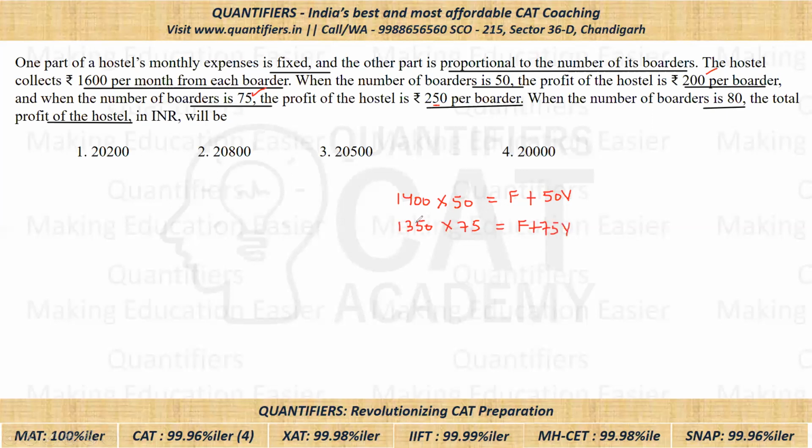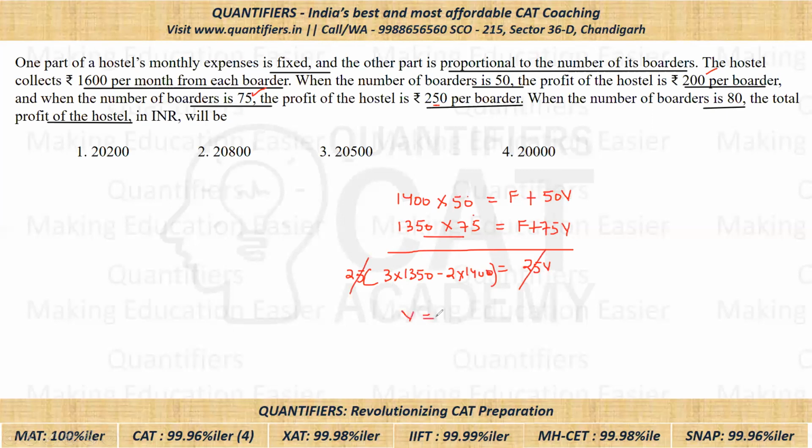Now students, if we subtract the two equations, I'm subtracting the first equation from the second. So the right hand side would be 25 times V. And on the left hand side, let's take 25 common because this is a multiple of 25. So if I take 25 common from here, I'll get 3 times 1350. And from the first equation, I'll get twice of 1400. So you can see 25 gets cancelled out.